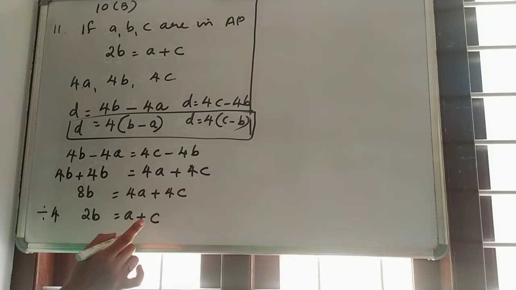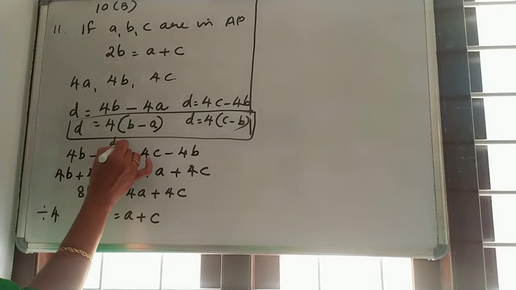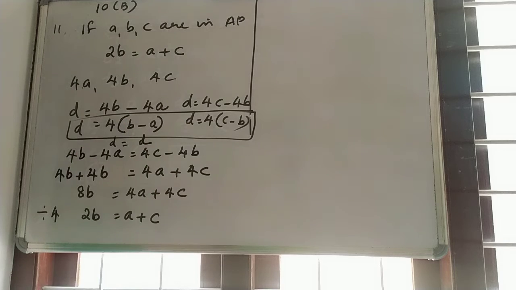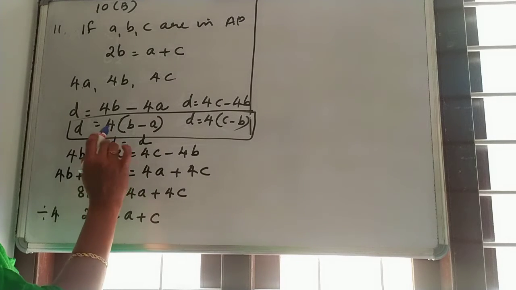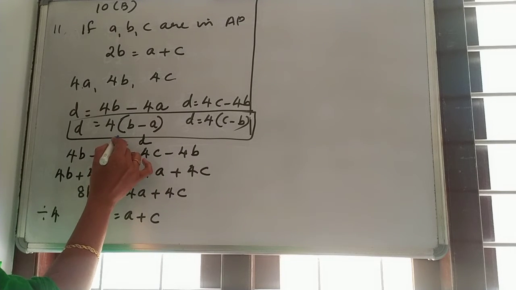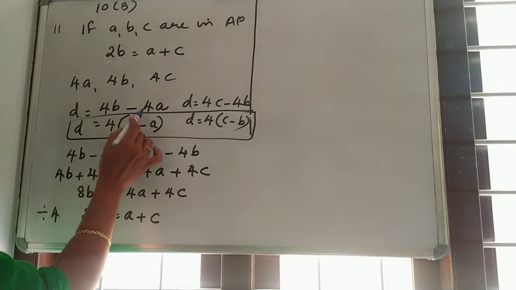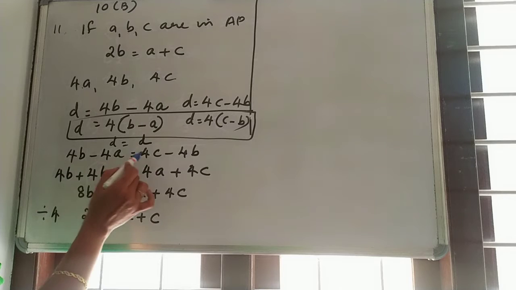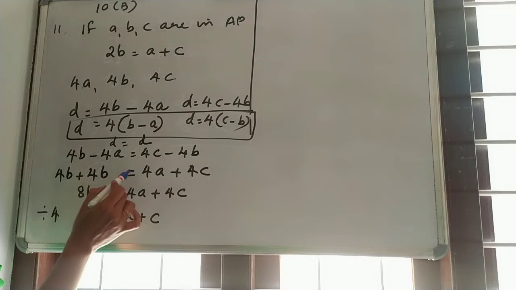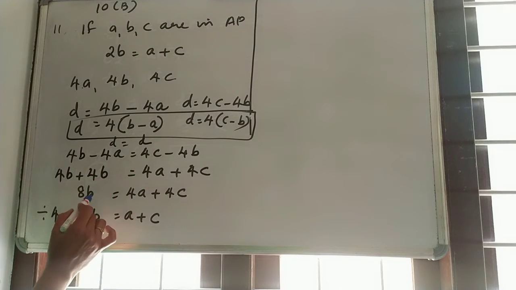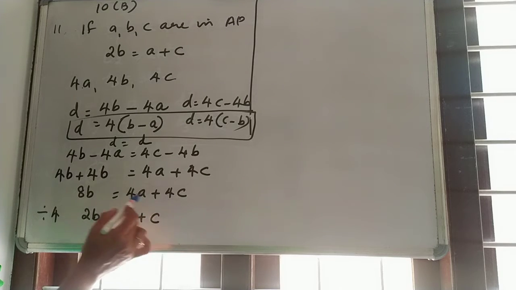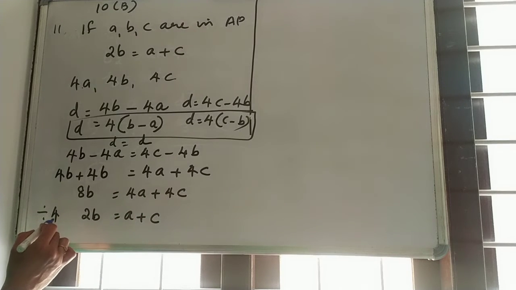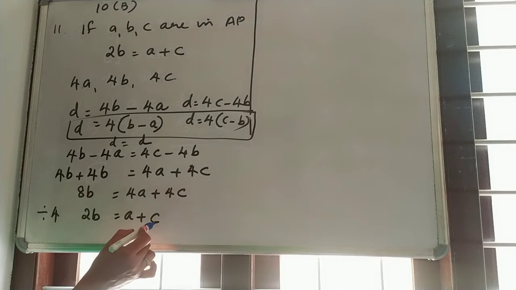We know common differences are the same. So we can say that D is equal to D if they are in AP. If they are in AP, the common difference will be the same. So we are assuming they are in AP and D is equal to D. So how can we write? 4B minus 4A is equal to 4C minus 4B. After simplifying this, 4B we can take to the left side. 4B plus 4B is equal to 4A plus 4C. 8B is equal to 4A plus 4C. Dividing throughout by 4, you will get just 2B is equal to A plus C.